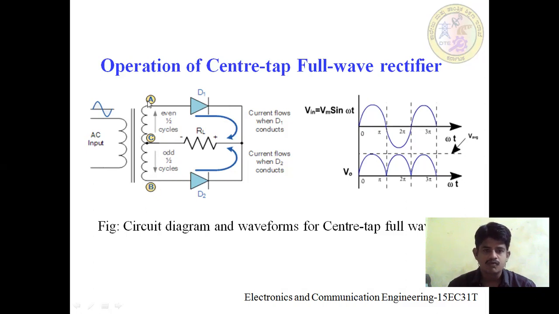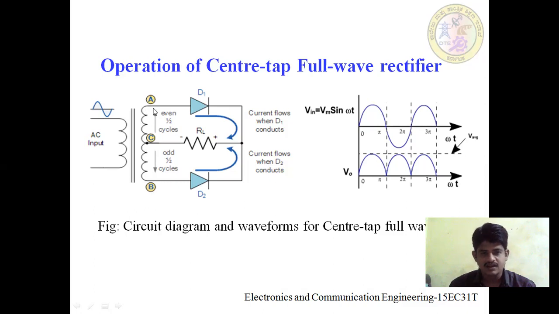When point A is more than point C, this positive is applied to the anode of the diode D1, and this side is negative. Since there is no signal from this part, it is not turning on. So during this positive half cycle, D1 is forward biased and D2 is reverse biased. D1 conducts and D2 becomes non-conducting. D1 acts as a closed switch and starts conducting.